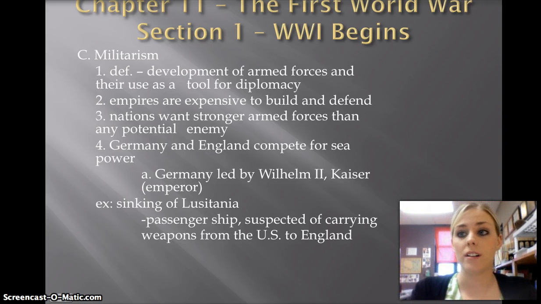The United States was outraged to learn that 128 Americans were killed in a war in which they were officially neutral. The sinking of the Lusitania heightened tensions between the United States and Germany and also helped sway American opinion in favor of joining the war.